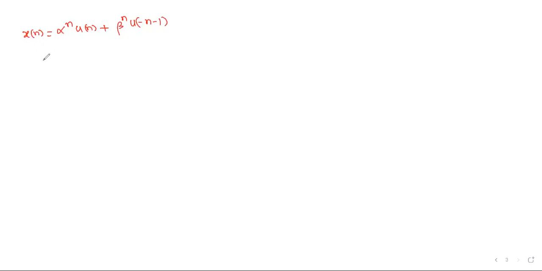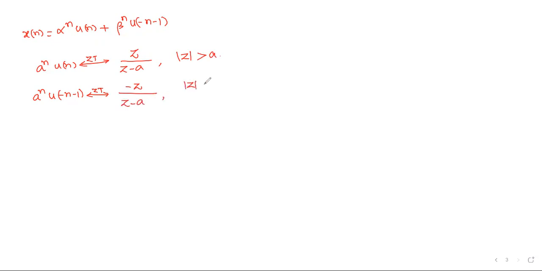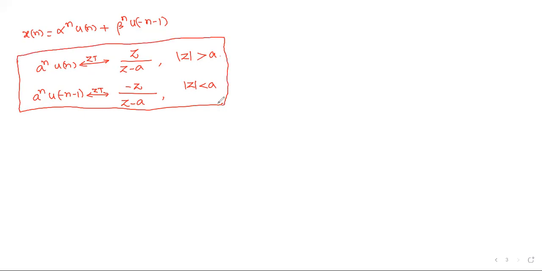First, a power n u of n. What is the Z transform? The Z transform will be Z by Z minus a. What is the ROC here? Mod Z is greater than a. And a power n u of minus n minus 1. What is the Z transform? The Z transform will be minus Z divided by Z minus a, mod Z is less than a. These two are the standard Z transforms. If you understand these two, then you can solve any type of numerical given in module 5.